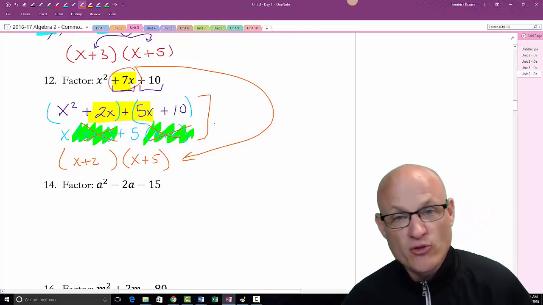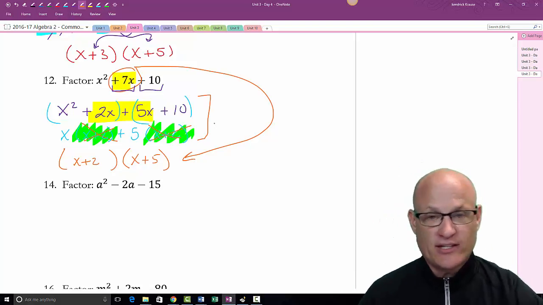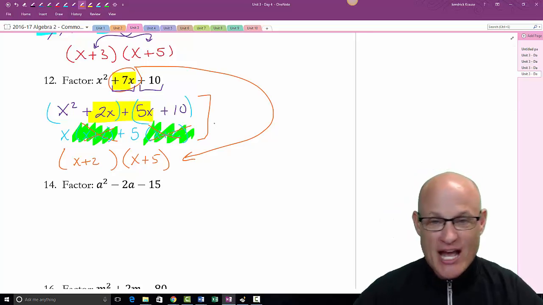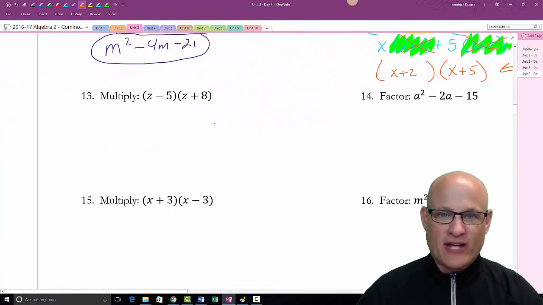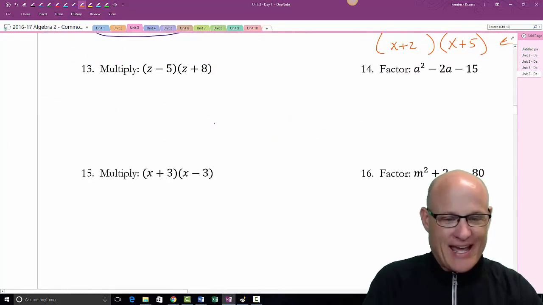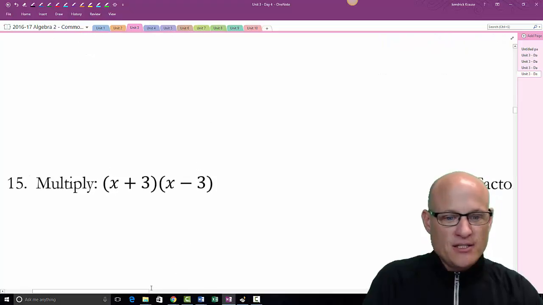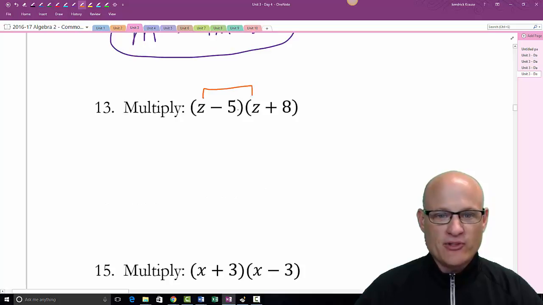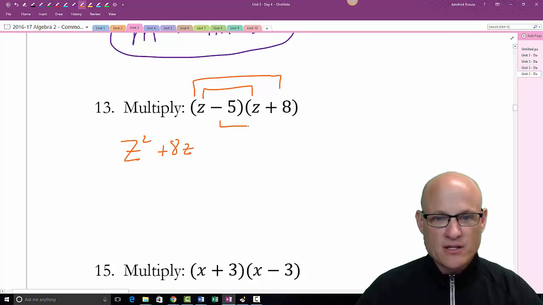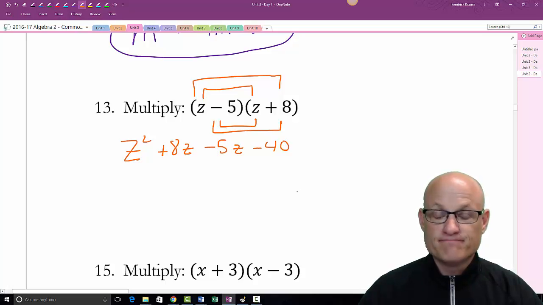Again, when we do the harder factoring, I'm going to do it two ways and give you the option. You can either do it guess and check, or you can do it by product sum. And I'll make that option available to your teachers as well as you. So let's keep moving. All right, double distribute. Z times z is z squared. Z times 8 is plus 8z, minus 5z, minus 40. Okay.